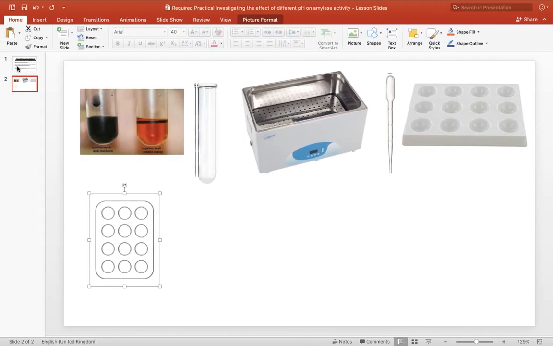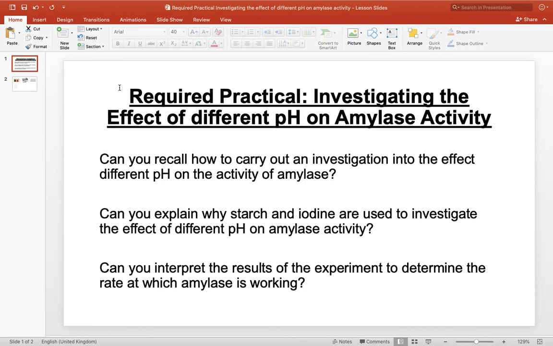This has been a very long lesson. It's a very difficult practical to understand, so I apologise that I've rabbled on for so long. Hopefully by now you can recall how to carry out an investigation into the effect of pH on enzyme activity. You can explain why starch and iodine are used to investigate the effect of different pH on amylase activity, and you can interpret some results to determine which amylase is working at the best rate.